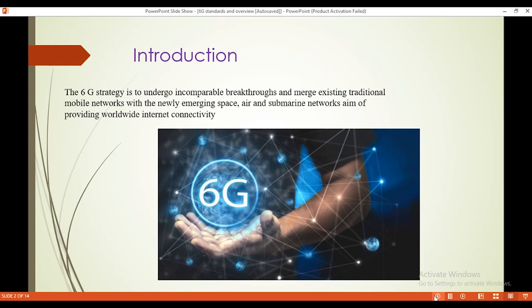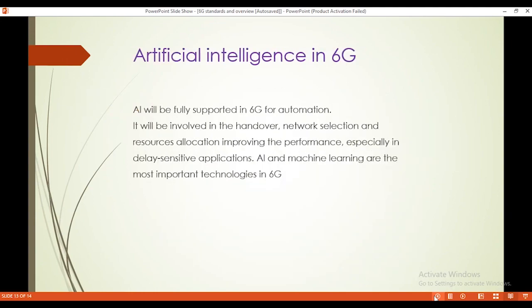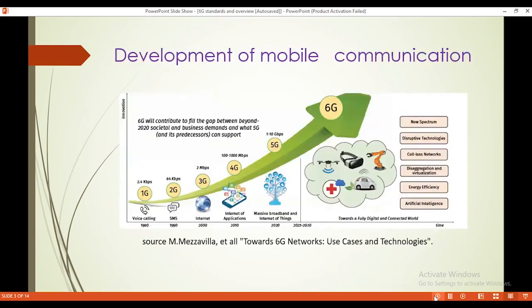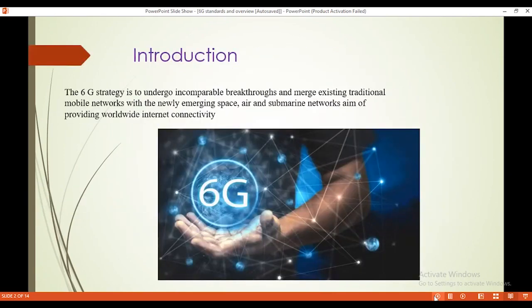As you all know, wireless data traffic is increasing rapidly, and the current cellular network, even 5G, cannot completely match the quick rise in technical requirements of these applications. So that's why it's needed to do research on 6G. Okay, this is the introduction.